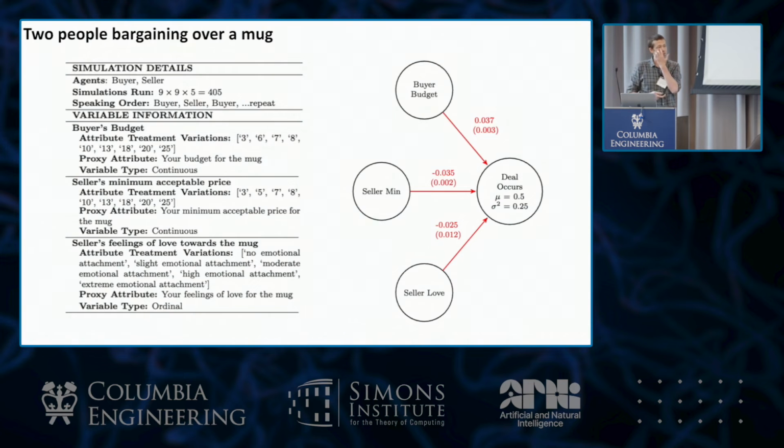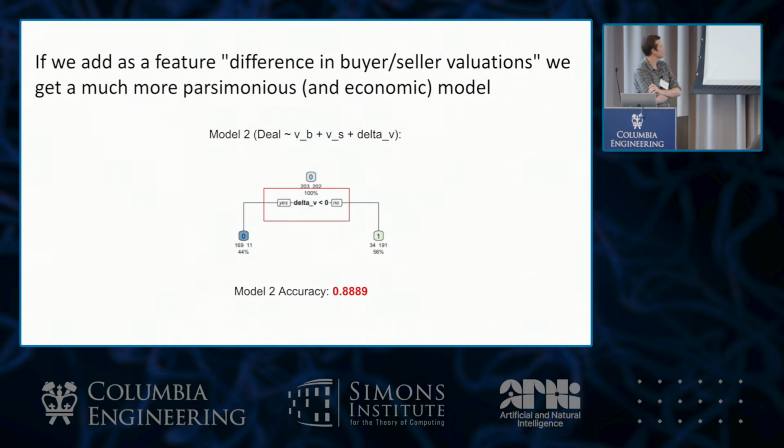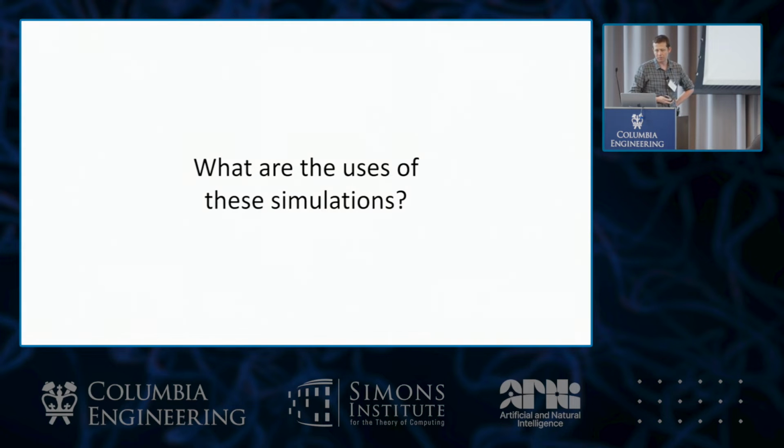So, you can fit that model that I proposed initially and put coefficients on all of these things. But you can also take the data and fit a model that tries to predict whether or not a deal happens. If you do just a decision tree, you get a very ugly model. But if you propose a model that just says, hey, I think a deal might happen if there's room for a deal to be struck, you get a model that explains things quite well. So, this is maybe a path to getting something more parsimonious from these sorts of simulations.